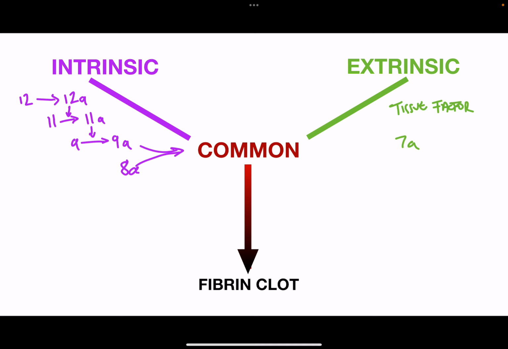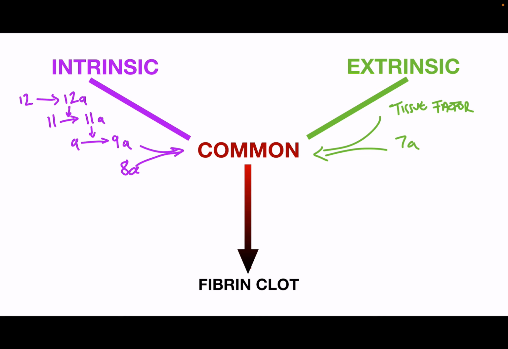Extrinsic pathway, predominantly two key players, which are tissue factor and factor 7A. So the tissue factor, as we know, isn't really in the blood normally, but when there's disruption to the vessel wall, then it's exposed and it activates the extrinsic pathway, forming with factor 7A to feed into that common pathway.